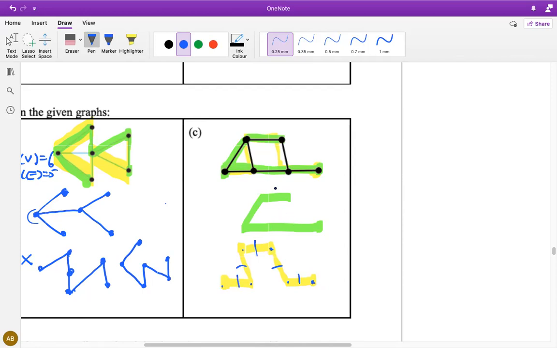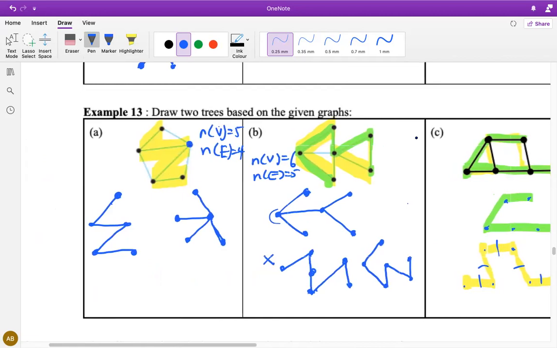Okay, this one also same. 1, 2, 3, 4, 5, 6, and then there are 5 edges, 1, 2, 3, 4, 5, right? So number of vertices 6, number of edges 5. Okay, all right.